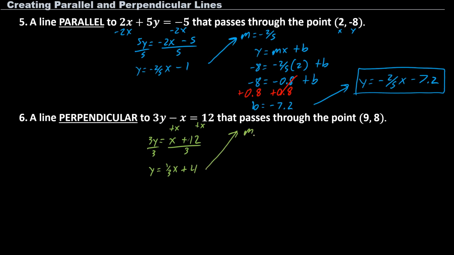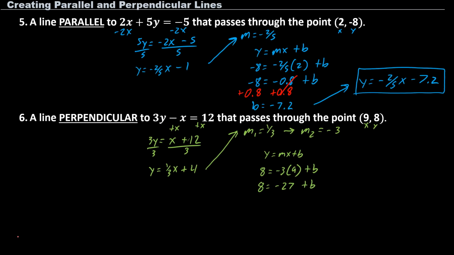From here, my original slope is 1/3. That means my perpendicular slope, flip the 1/3, that gives me 3, and then because it's positive, I'm going to make it negative. So my perpendicular slope is negative 3. So y equals mx plus b, I have my slope, I have my x and my y, so 8 is equal to negative 3 times 9 plus b. So 8 is equal to negative 27 plus b.